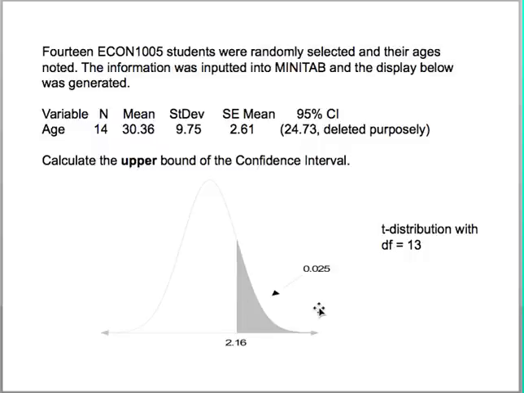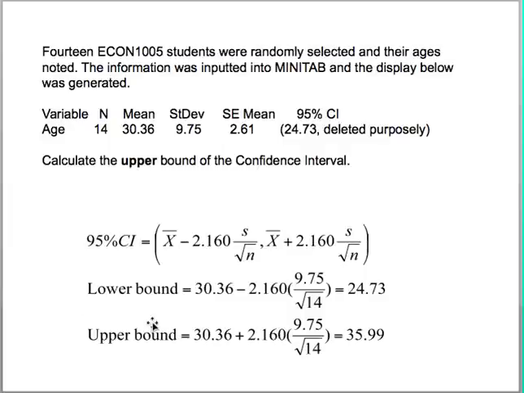You're going to go to the t distribution table. The degrees of freedom would be 13 because n is 14. So 14 minus 1 is 13. You look for degrees of freedom 13 and the 0.025 and the t-score would be 2.16. So you're going to be using 2.16 for your t-score. The sample mean is given in the question, the sample standard deviation, n, etc. You plug those in, right? The lower bound was 24.73. The upper bound was 35.99.